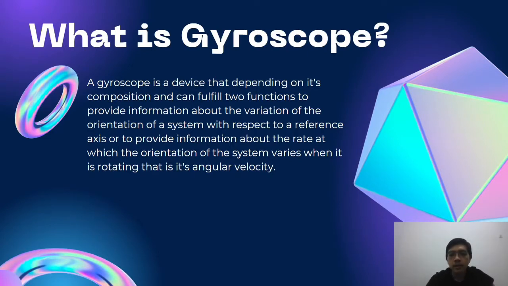We will talk about the definition of the gyroscope. What is a gyroscope? A gyroscope is a device that, depending on its composition, can fulfill two functions: to provide information about the variation of the orientation of a system with respect to a reference axis, or to provide information about the rate at which the orientation of the system varies when it is rotating, that is, its angular velocity. Next we will talk about the principle, the mechanism, and of course the application of the gyroscope.